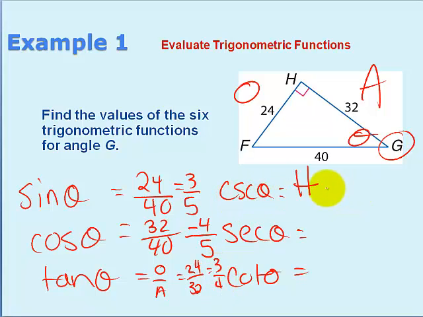Now to find cosecant, I can simply just take the reciprocal. So we get 5/3. Secant would be 5/4. And cotangent would be 4/3.